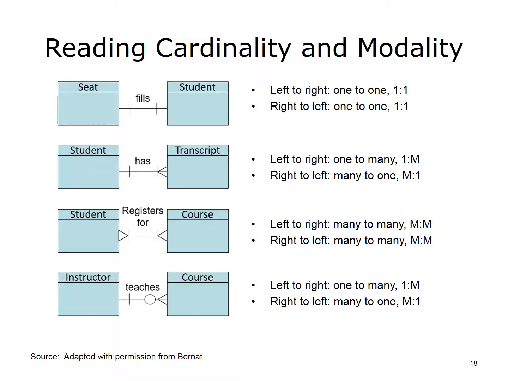In these examples, the digit 1 denotes one. The letter M denotes many. The seat fills student example shows left to right, 1-to-1, 1-1. Right to left, 1-to-1, 1-1. The student has transcript example shows left to right, 1-to-many, 1M. Right to left, many-to-one, M1.